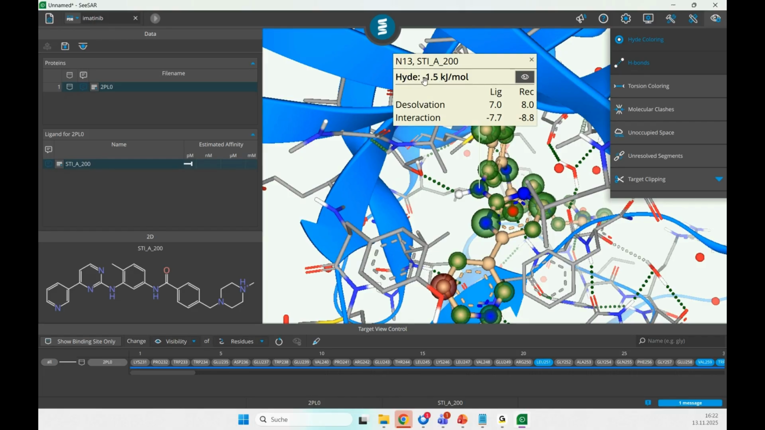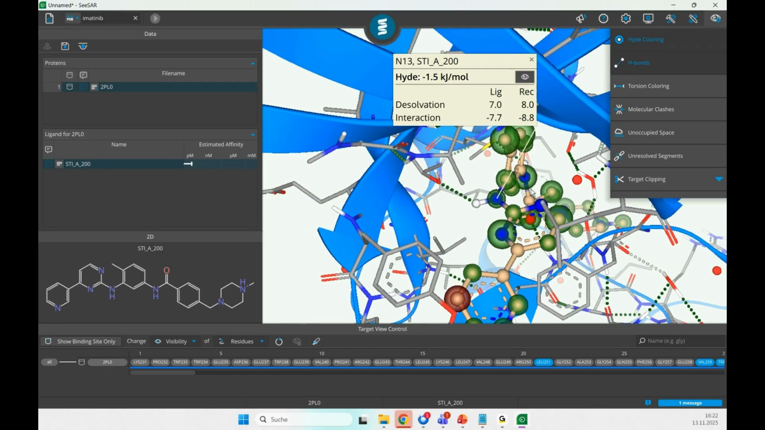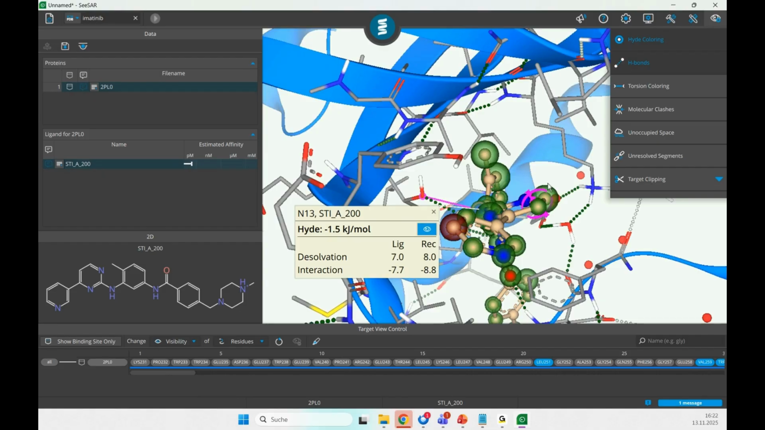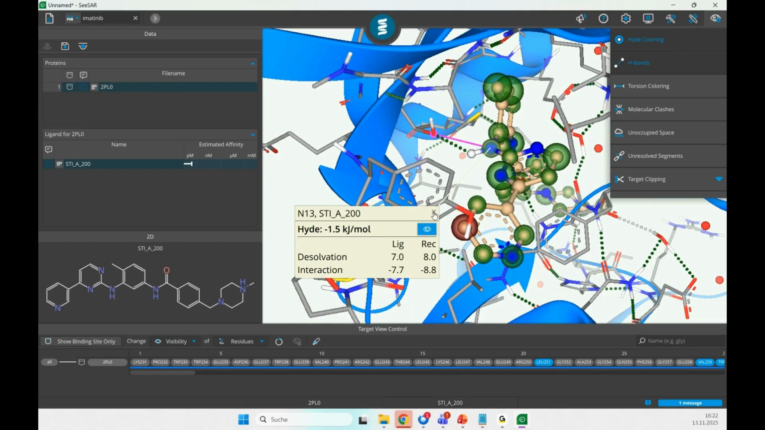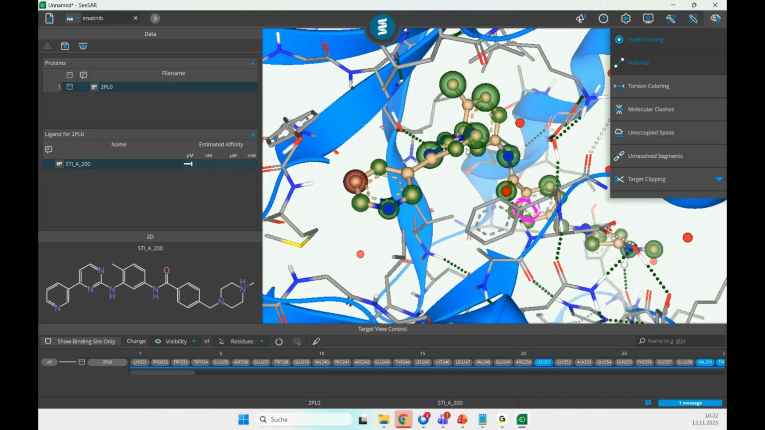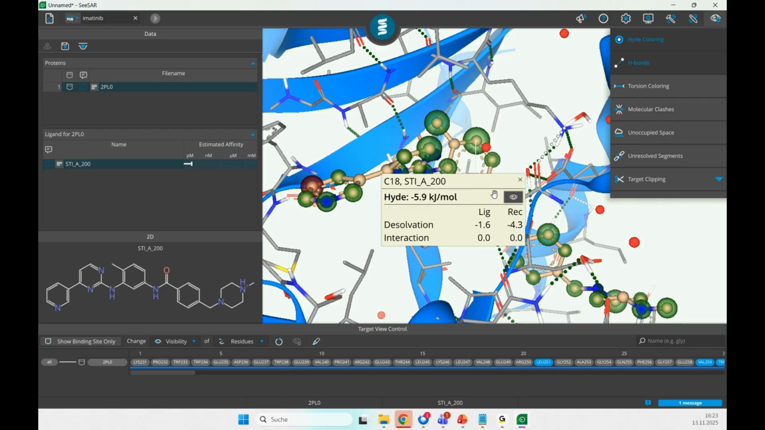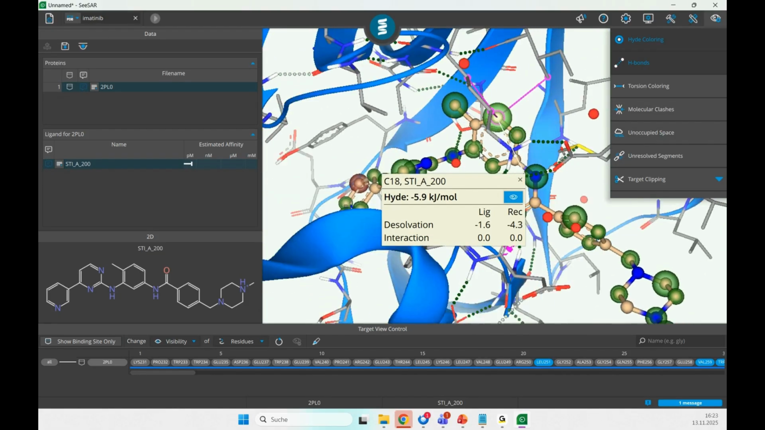Also, if you're asking yourself what the interaction partners are for each particular heavy atom, you can turn on the eye, and you can see here, in this regard, it's only the interaction with the threonine here. And if you pick something else, like maybe this one, you will see each interaction that is considered for this assessment.